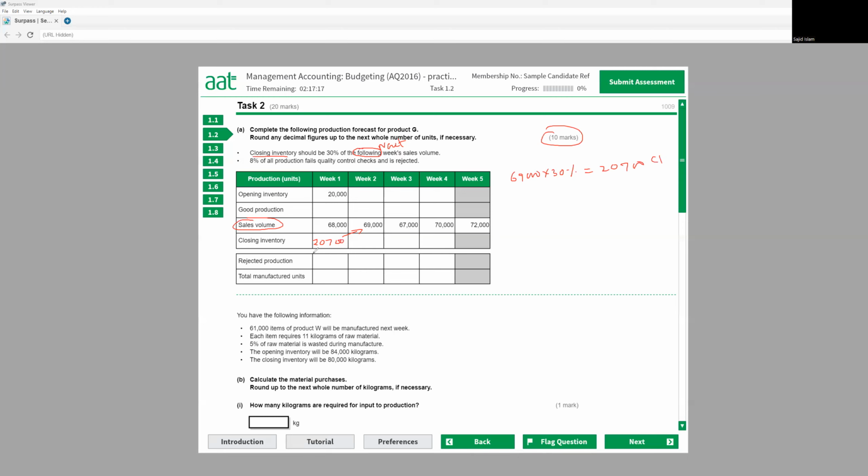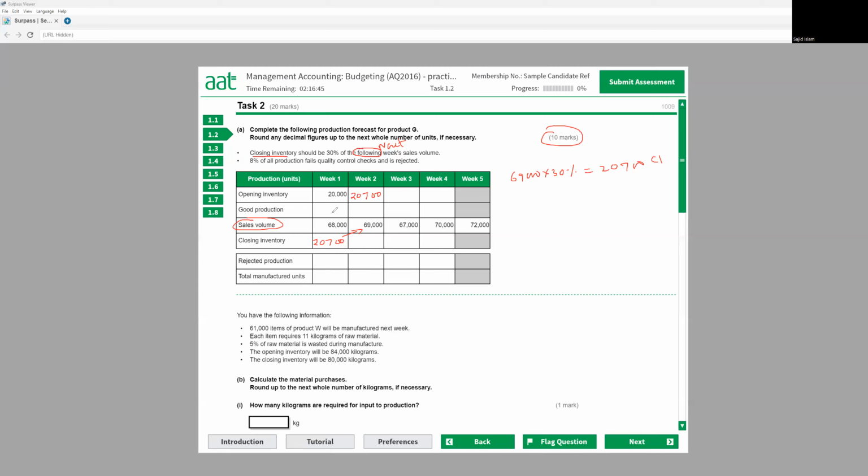And remember that what is closing for week 1 is opening for week 2. So this 20,700 will be the opening for week number 2. Whatever is closing for this week is opening for next week. So now we already have closing inventory, opening inventory and the sales. We need to complete 3 more boxes: production, rejected production, and total manufactured units.